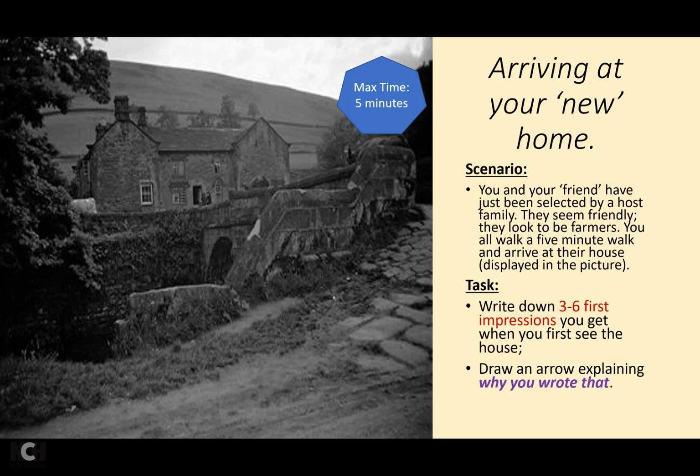Now, all I'd like you to do is this. I'd like you, in the role of your character, to write down 3 to 6 first impressions you get when you see the house. Then I'd like you to draw an arrow from that explaining why you wrote that impression. So let me give you a small example.